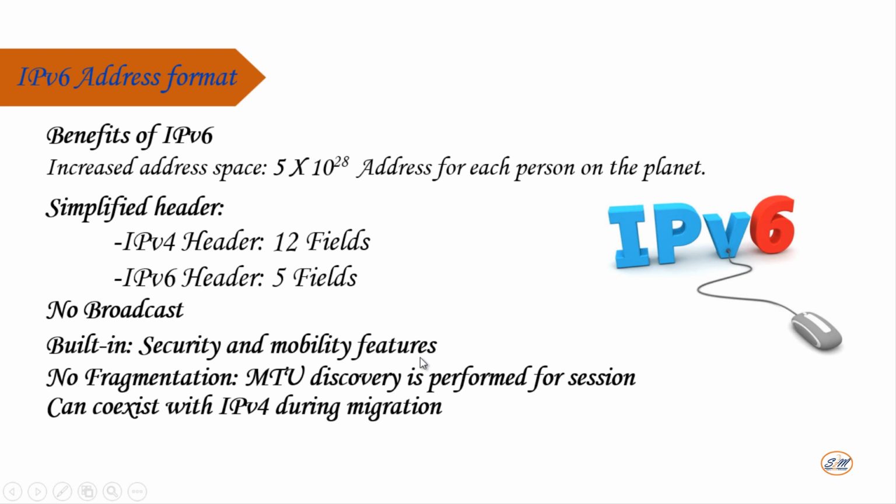Another good feature is that IP version 6 can coexist with IPv4 during migration. It means we can simultaneously use both IP version 4 and IP version 6 on the same machines. We can also move traffic from IP version 6 over an IP version 4 network portion through the configuration of a tunnel. So if we want to move IP version 4 over to IP version 6, or IP version 6 over to IP version 4, we need to configure a tunnel.